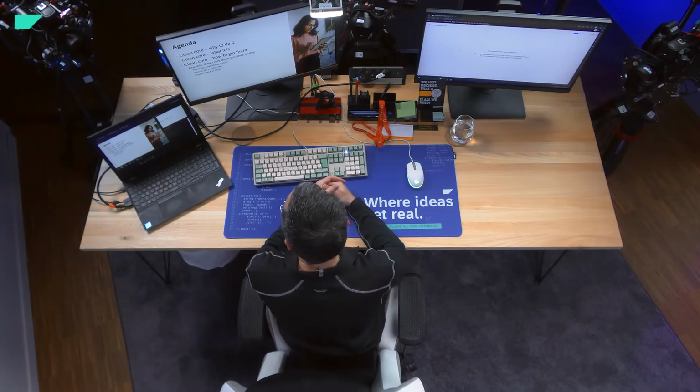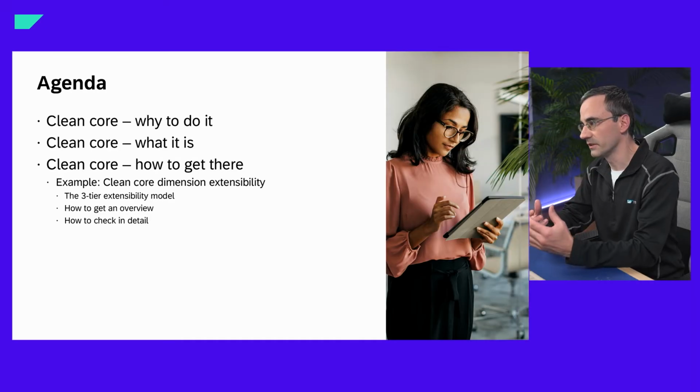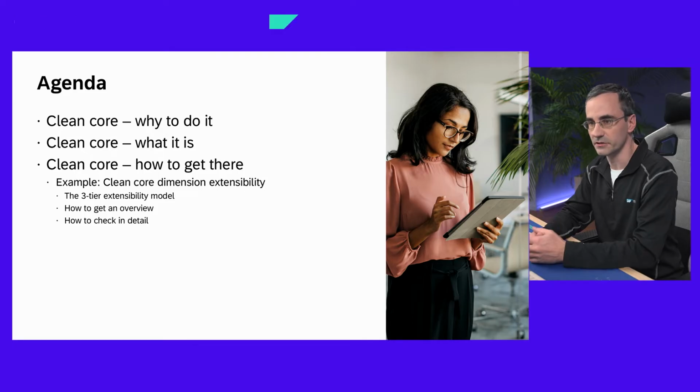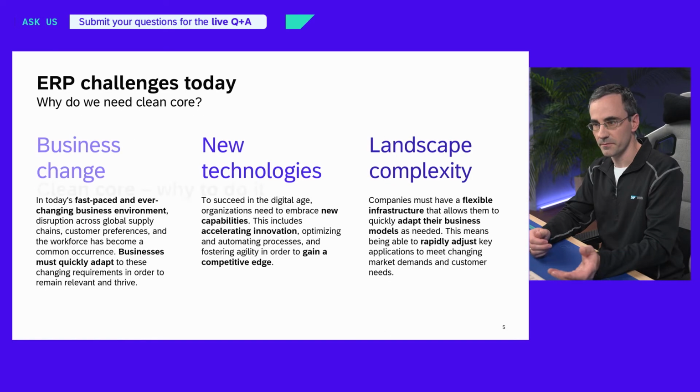I will also give some examples, going in a little more detail into one dimension of Clean Core, extensibility, so that you can get a better feeling of what this means for a specific dimension of Clean Core. Let's get started with the why to do it.